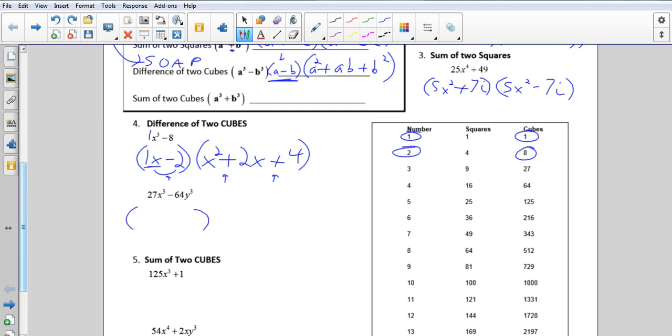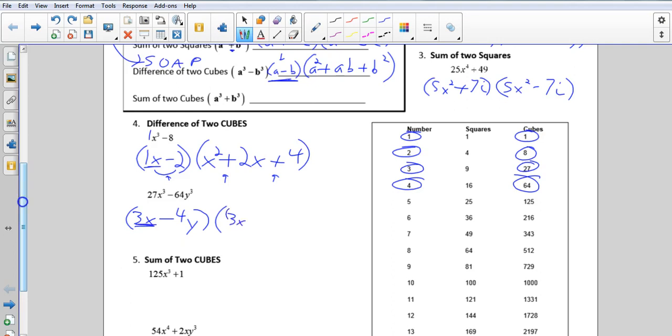Let's try it again. We're going to look for the cube root of 27, which is 3. The cube root of x cubed is x. Same. Cube root of 64 is 4. And the cube root of y cubed is y. Now we go into our trinomial. We're going to square this first item.